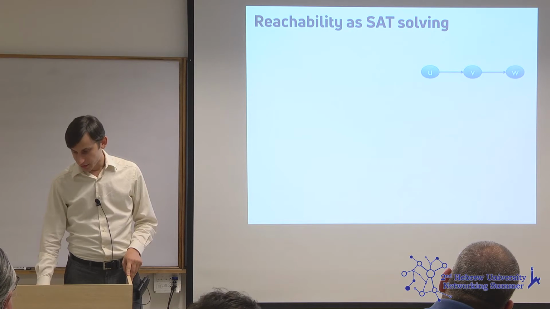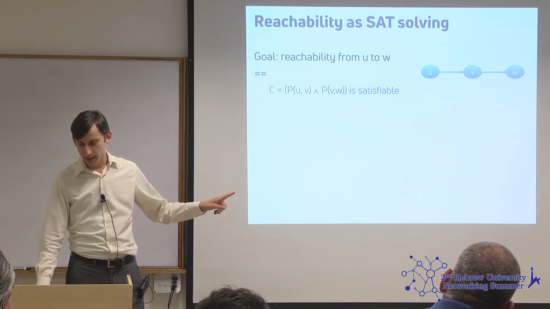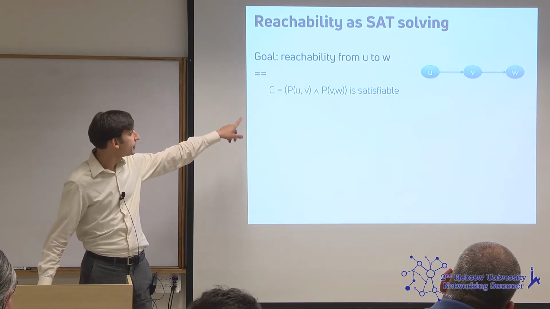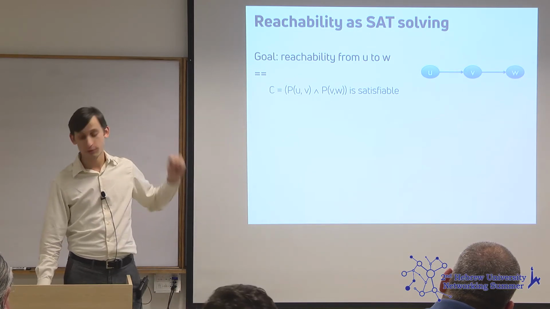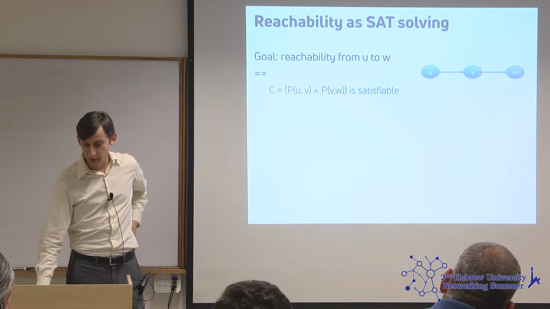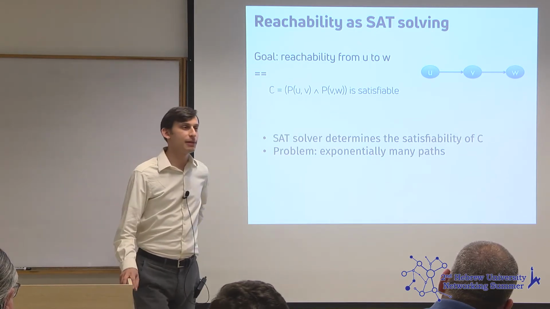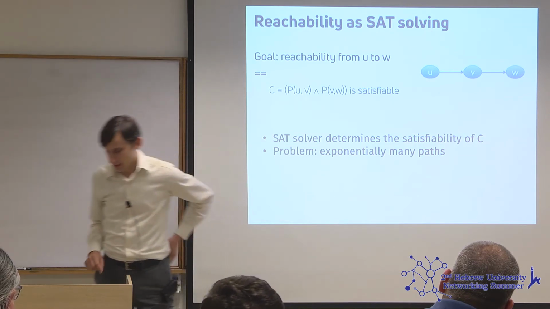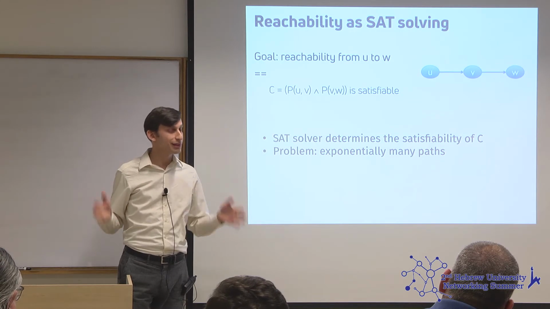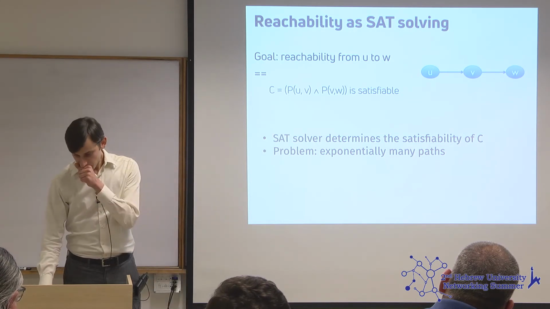So now reachability becomes SAT solving. If you want to reach from U to W in that particular network, you need PUV and PVW to be satisfiable, that formula. So you could plug that into the solver. Now the next problem is that there could be exponentially many paths. If you're looking at a particular path, you just take the AND of everything. But if you want to compute reachability in N, there may be many, many different paths.